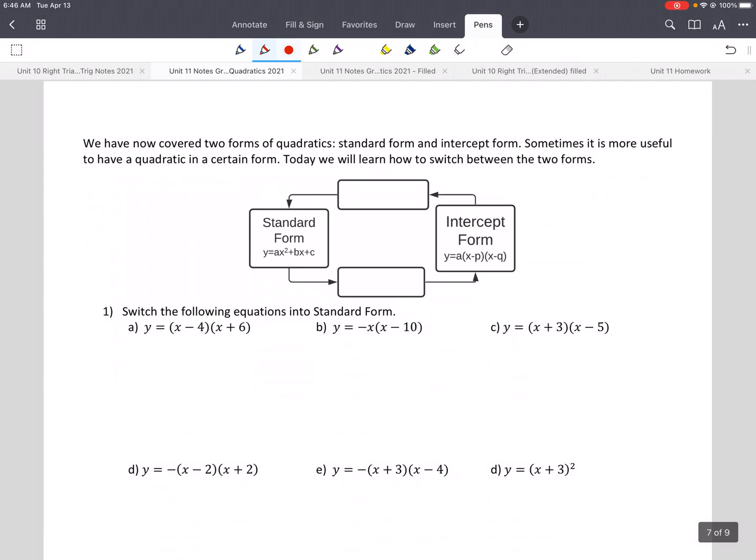Now let's learn how to switch between forms. Now we've covered how to graph two forms of the quadratics, standard form and intercept form. Sometimes it's more useful to be able to have a quadratic in a certain form. So today we're going to learn how to switch between those forms.